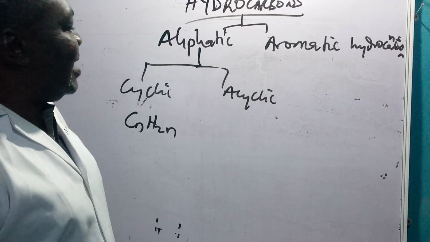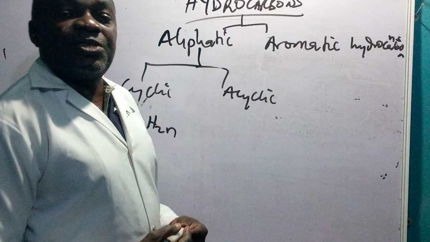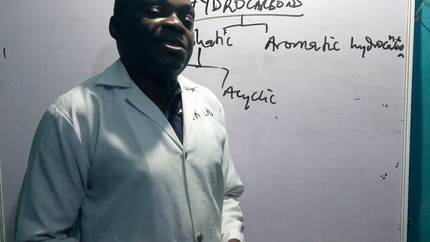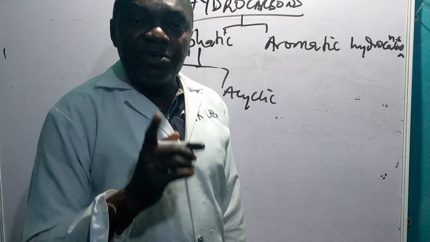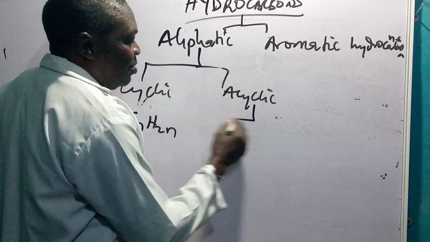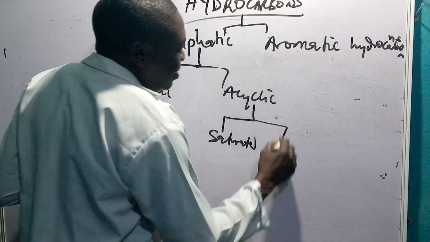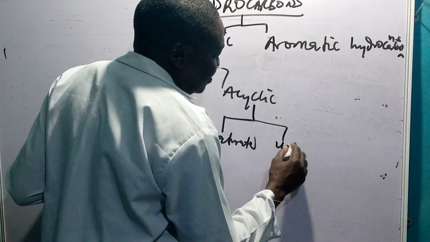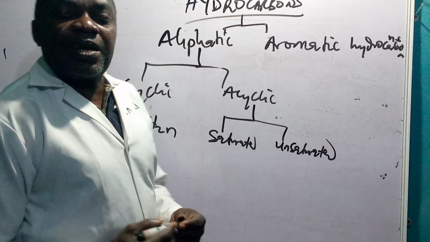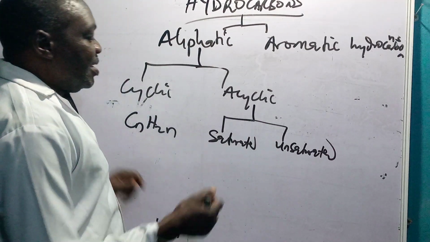Acyclic hydrocarbons are hydrocarbons that are either saturated or unsaturated. When you say they are saturated, it means they contain single bonds in all their carbon skeleton. They contain single bonds in all their molecule. There is not even one double bond in it. So acyclic hydrocarbons are classified into saturated and unsaturated hydrocarbons.